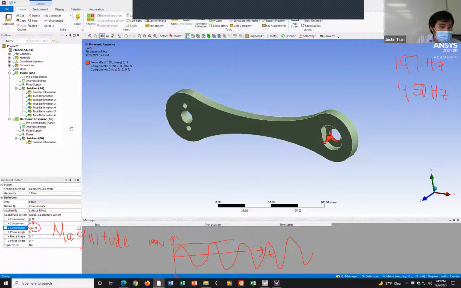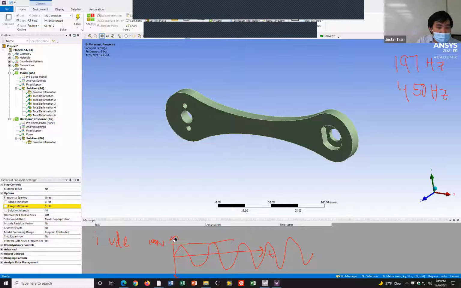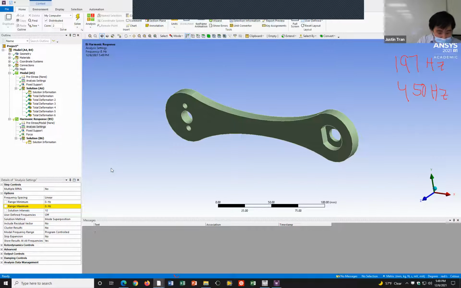Okay. All right. And so next thing we're going to do is we're going to set some analysis settings. And so if you notice here, the analysis settings has a question mark. Okay. And so that means it wants us to do stuff. Okay, and so I think this is probably the more difficult part of harmonic response, because we do have to change some settings here, and not all of them are super intuitive.